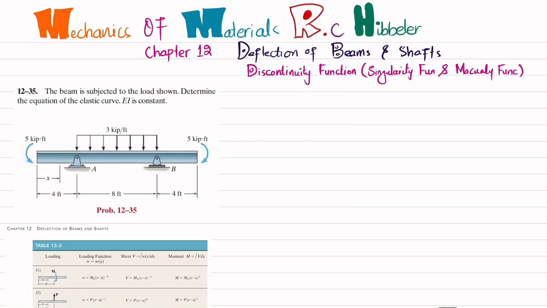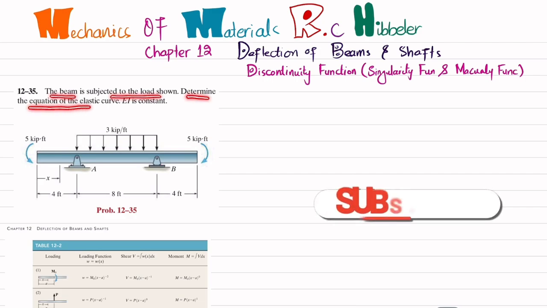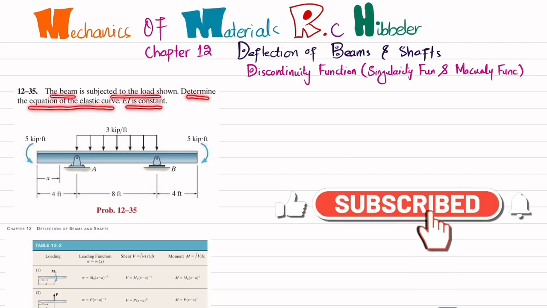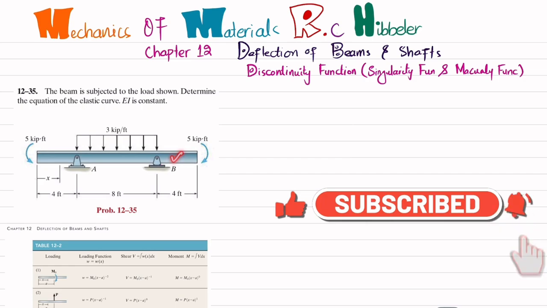Welcome back. Problem 12-35. This problem is taken from chapter number 12, that is Deflection of Beams and Shaft, and the book name is Mechanics of Material by R.C. Hibbeler. So the statement is: the beam is subjected to the load shown. Determine the equation of elastic curve. EI is constant.